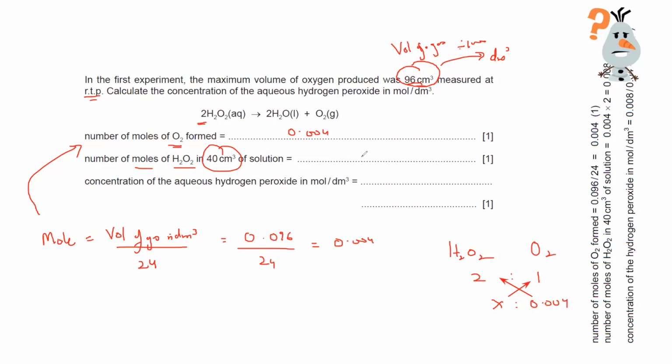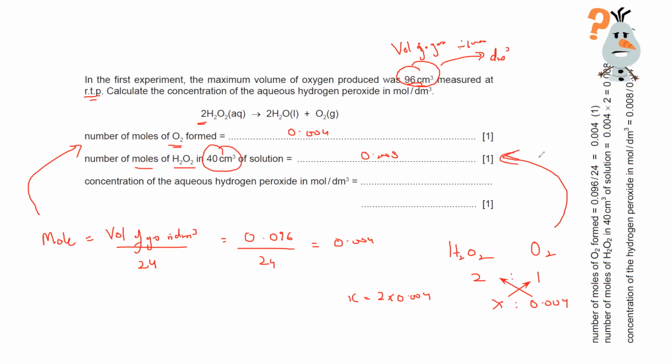So we'll get 0.008. Because it's a cross multiply, 0.004 multiplied by 2 and X multiplied by 1, so X equals 2 multiplied by 0.004. So X will be 0.008. So using the ratio, we got the second part.